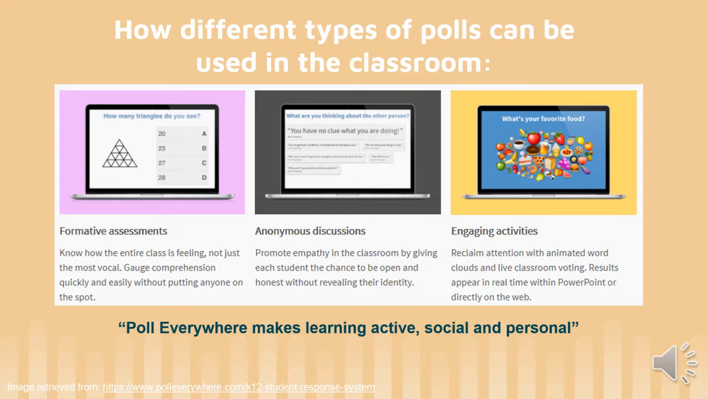Different types of polls can be used in the classroom. Formative assessments: know how the entire class is feeling, not just the most vocal. You can gauge comprehension quickly and easily without putting anyone on the spot. Polls can also be used for anonymous discussions. This can promote empathy in the classroom by giving each student the chance to be open and honest without revealing their identity. They can also be used to engage students in activities.